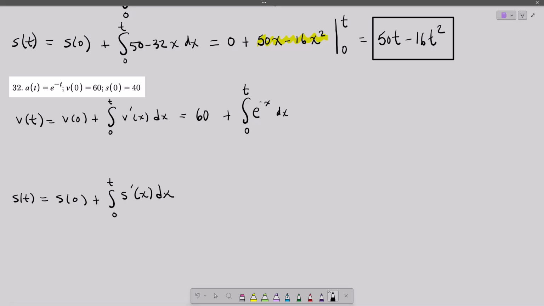Zeta, whatever letter you want. Beta, zeta, eta, neta. So that's what the next step would look like. We just replace v prime with what v prime is equal to. V prime is acceleration.